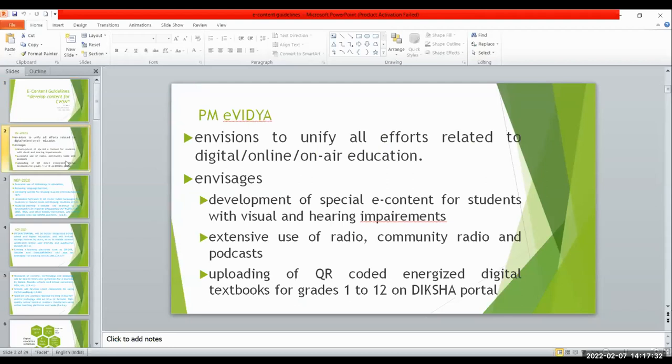We are all aware of PM eVidya, which envisions that all efforts related to digital, online, and on-air education should be unified. There should be coherence between all efforts. PM eVidya also envisages the development of special e-content for students with all kinds of disabilities, though I have highlighted here only visual and hearing impairment. It also envisages that we will use radio, community radio, and podcasts effectively and extensively under the PM eVidya initiatives, and that textbooks need to be energized or QR coded.